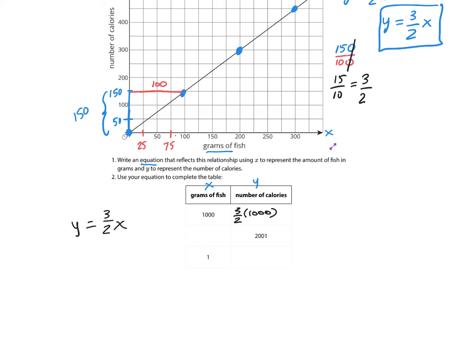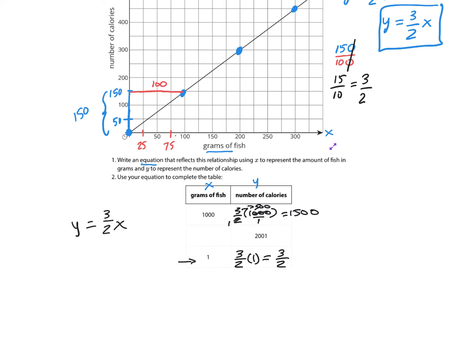Go ahead, reach for your calculator, or you could put the 1 underneath your 1,000 and do your cross canceling. 2 goes into 2 once and into 1,000 500 times. Then you just multiply across. 3 times 500 is 1,500. So 1,000 grams of fish is 1,500 calories. So here, I'm going to jump down to this last one. If you have 1 gram of fish, it's 3 halves times 1. Well, 3 halves times 1 is just 3 halves. That would be kind of a small amount of fish, 1 gram of fish.